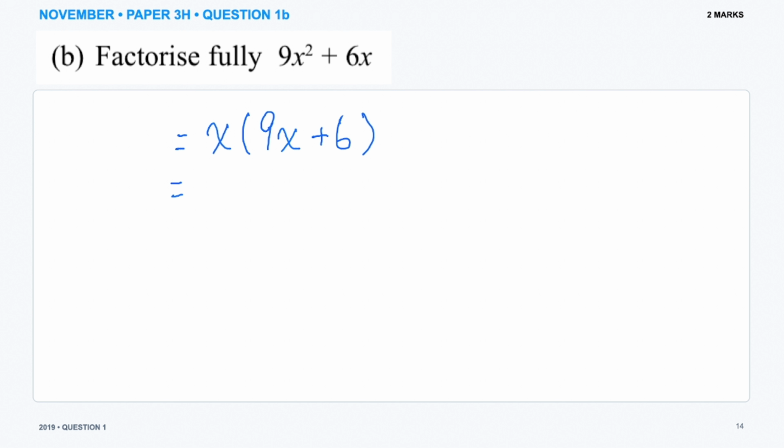So what can we get out next? Well, you may be able to see that 9 and 6 have a common factor, and that's 3. So we can get 3 out as well. And we're going to be left with 3x plus 2. And that's the final answer.